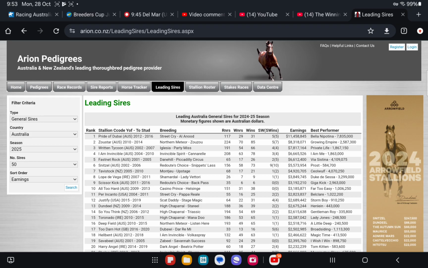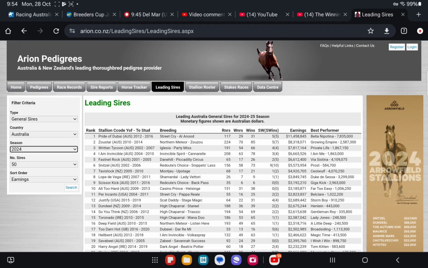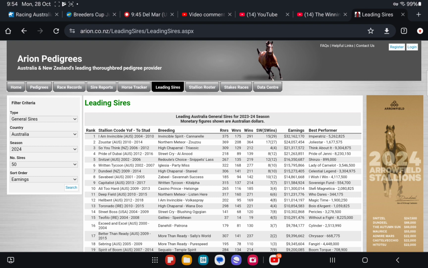I Am Invincible is in fourth at the moment. Important to mention, he's dominated the Australian general sire title for 4 or 5 years now. He's on a win streak. He's currently 4.5 million or 4.8 million behind Pride of Dubai. If he's able to pick that up, you'd have to think so. He won last year with, how much did he have last year in total? I think it was 30 odd million, and he had 3.2 million over Zoustar. So he won by 8 million last year. He's currently 4 million down.